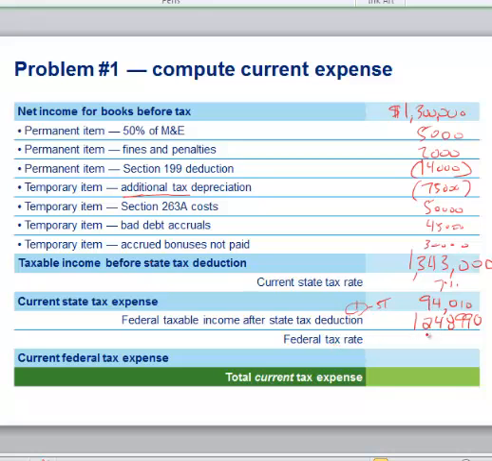Our rate is 35%. So that means we have tax of 437,147, and that is step 1 for federal. Our total current provision is 531,157. Okay? Step 1. We all good with that? Okay.